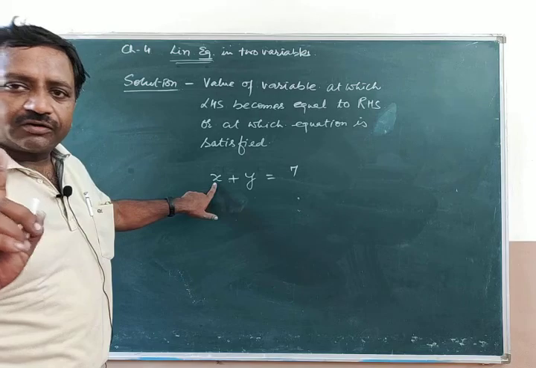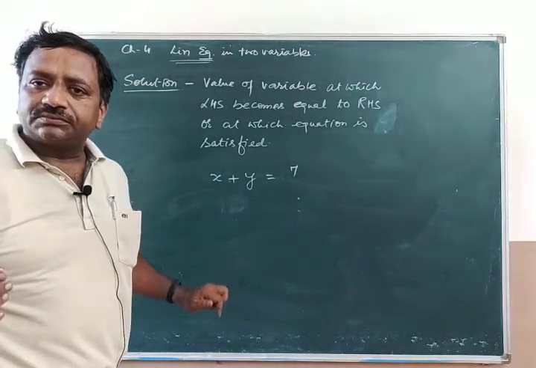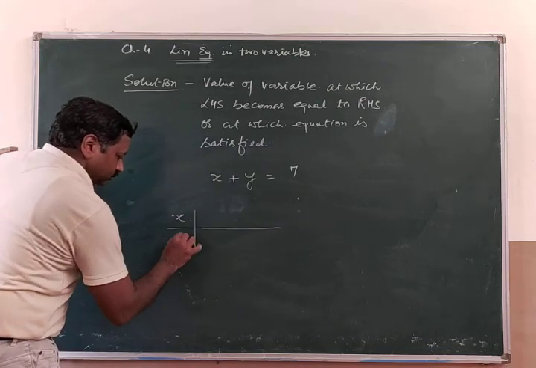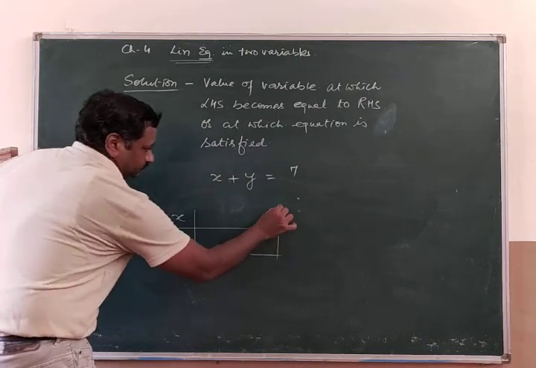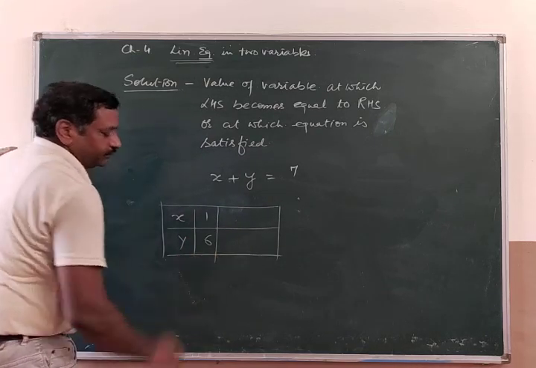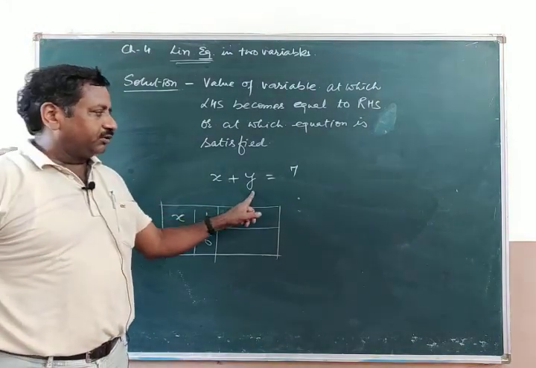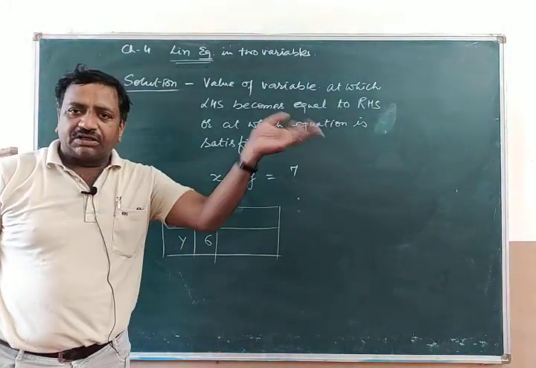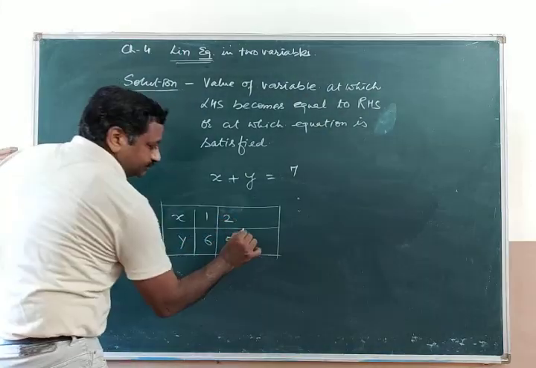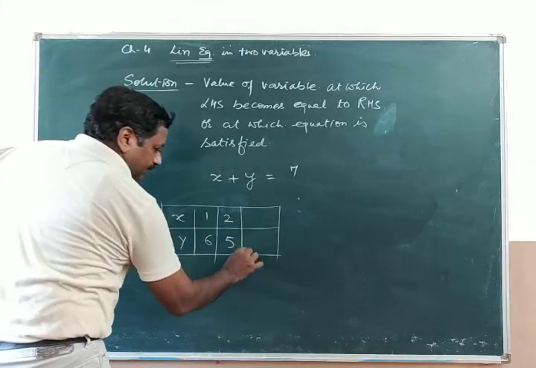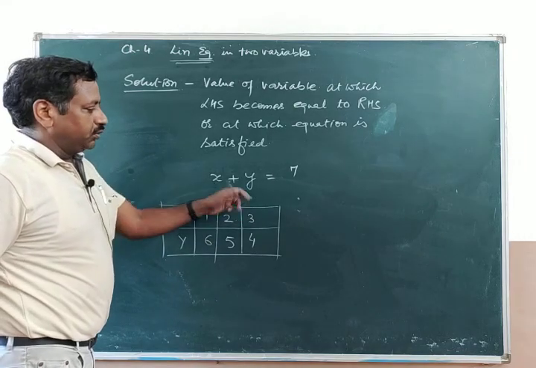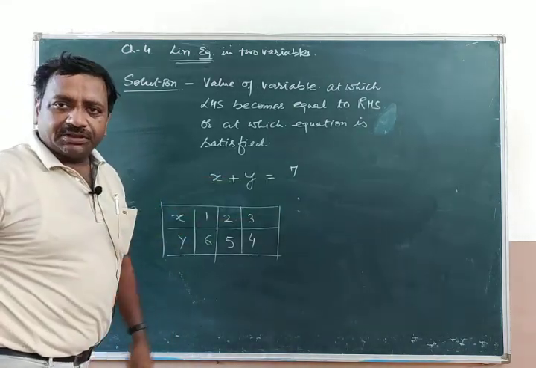For example, x equal to 1 and y equal to 6. If you put x equal to 1, y equal to 6, you will see that your left hand side becomes equal to right hand side. Similarly, 2, 5. Similarly, 3, 4. You put x equal to 3, y equal to 4. 3 plus 4, 7. Left hand side becomes equal to right hand side.